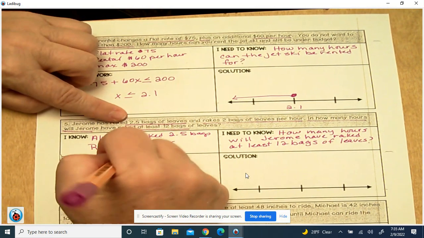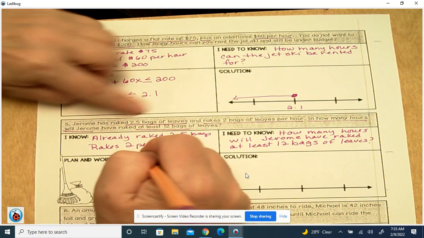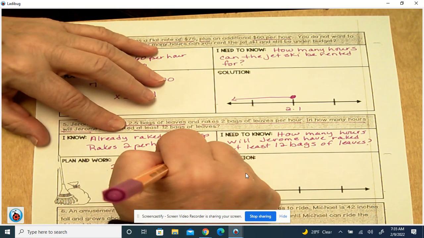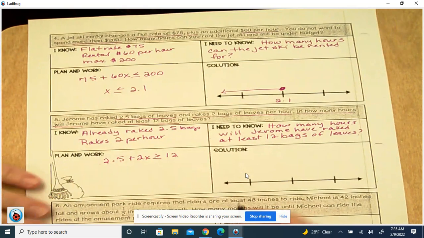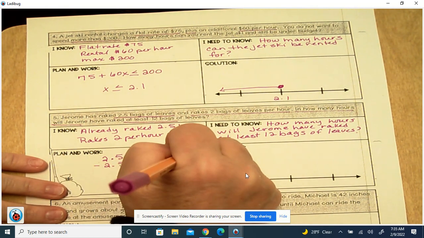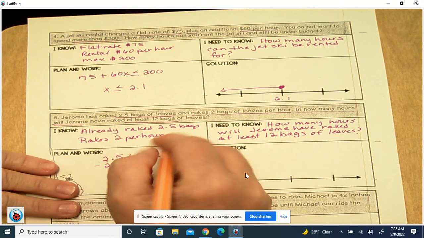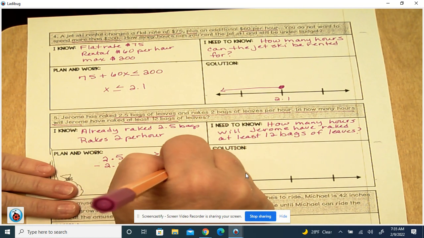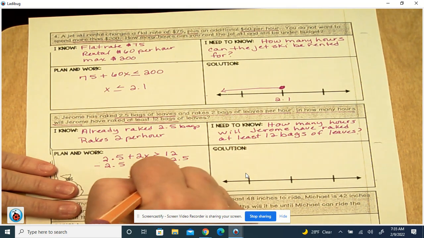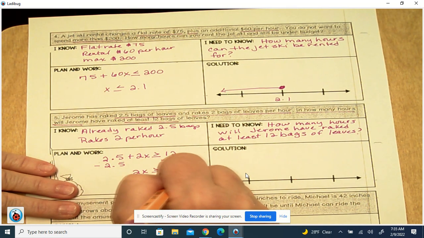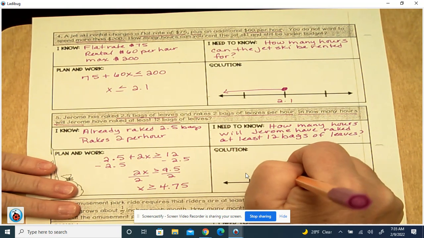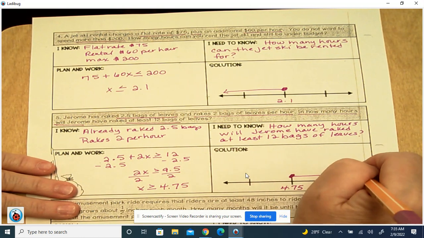All right, so we start with the 2.5 that he already has, plus the 2x times the hours, at least, is greater than or equal to 12. Let me do this in this way, minus the 2.5. 2x is greater than or equal to 9.5. Divide by 2. x is greater than or equal to 4.75. So 4.75, closed, shaded to the right.